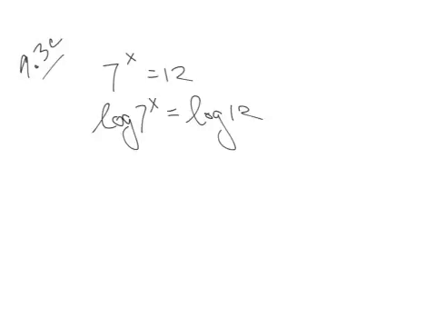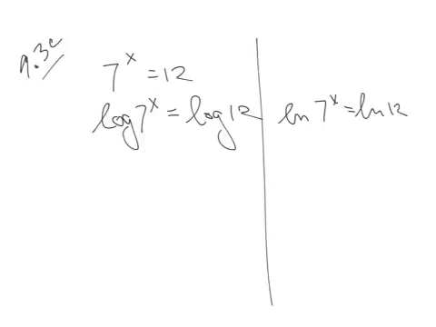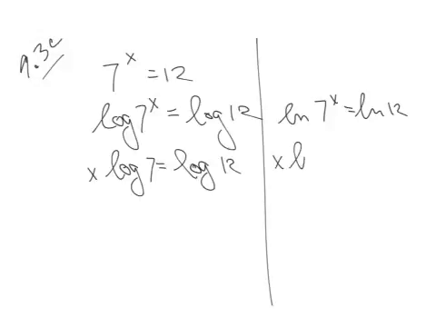Okay? You could have also written this as ln of 7 to the x power equals ln of 12. Either way, you converted them to logarithmic format. Okay, now we keep going. We put our x in front of our log. We do the same thing if we were using natural logarithms. Okay? Now, we're trying to solve for x, so we're going to divide both sides by the log of 7.